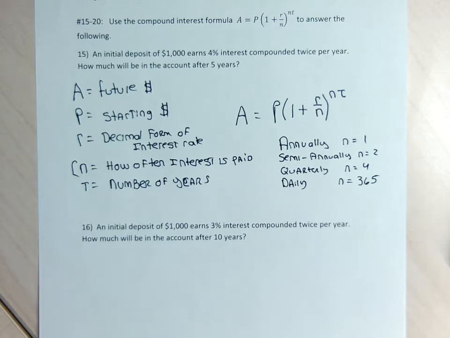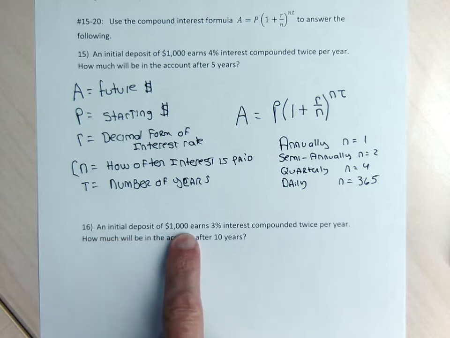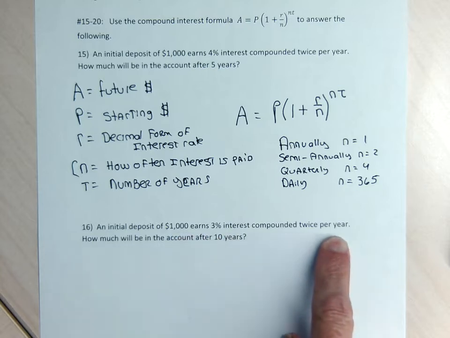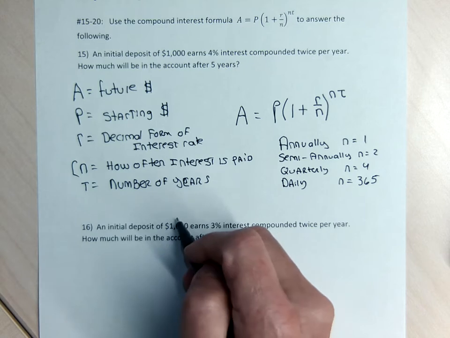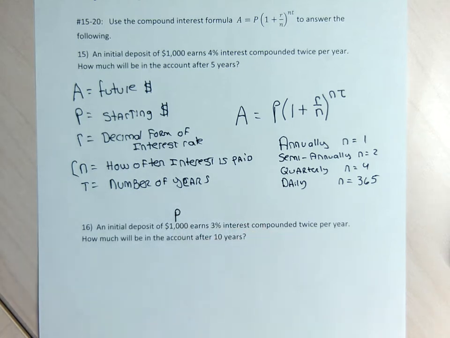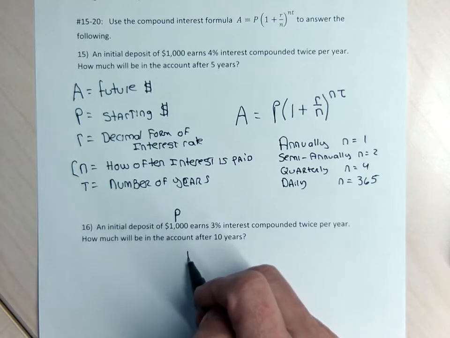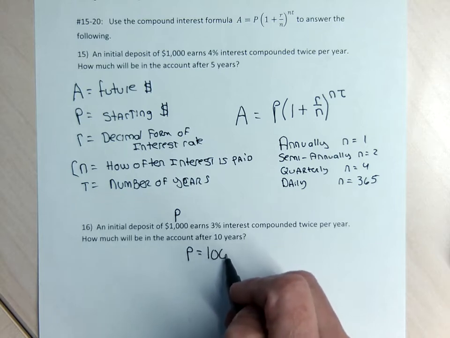So if I wanted to do a problem, any of these problems between 15 and 20, it'll start off and give me a starting amount of money. So in 16, an initial deposit of $1,000 earns 3% interest compounded twice per year. How much will be in the account after 10 years? The first number I'm going to be given is going to be the P. It's the initial amount of money. So for number 16, the initial amount of money is $1,000.